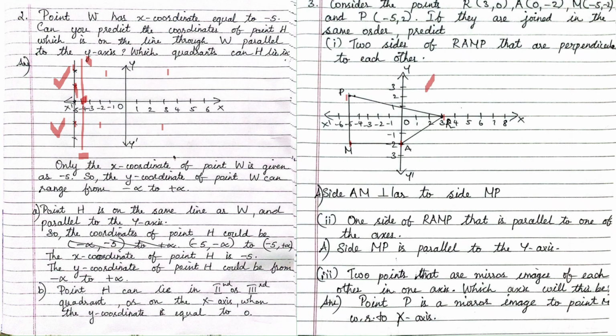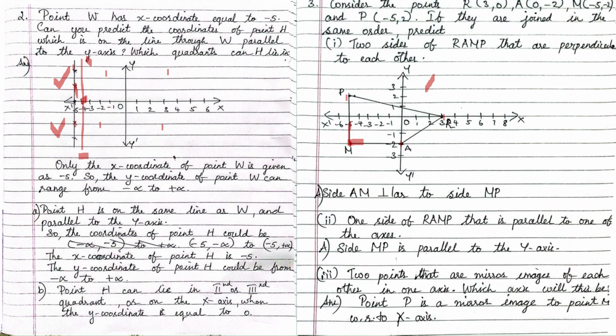The first question is to name two sides of RAMP that are perpendicular to each other. Perpendicular sides are any two sides of the polygon that meet at 90 degrees, or at right angles. So we can make out very well that the sides MA and PM are perpendicular to each other.